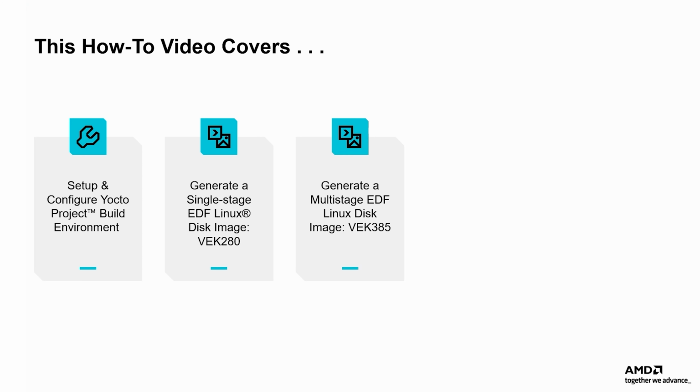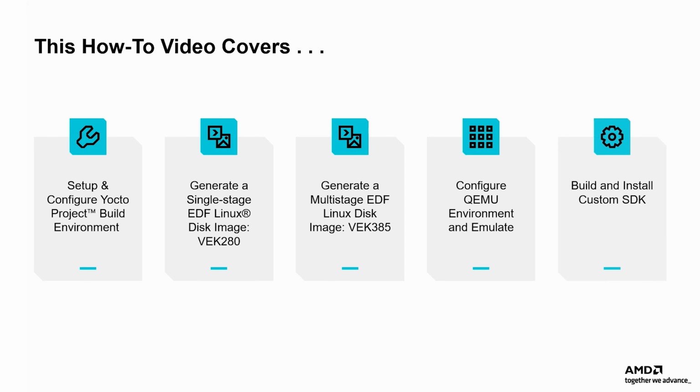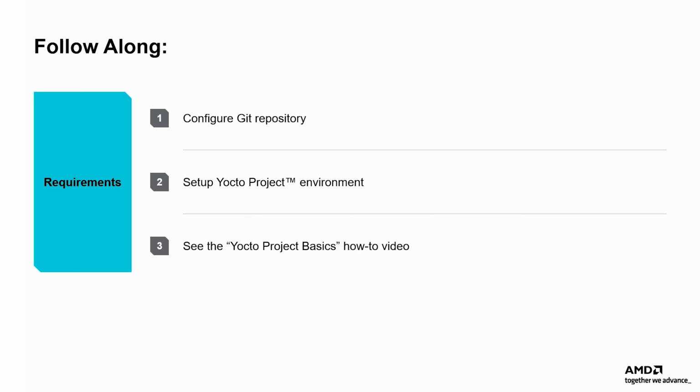Note that if the board you are working with is a production board, it will be pre-programmed with an OSPI image. Finally, you will configure a QEMU environment and run the emulation on QEMU. You will also build and install a customized SDK for cross-development of your application. This video assumes you are using a supported operating system for the Yocto project environment.